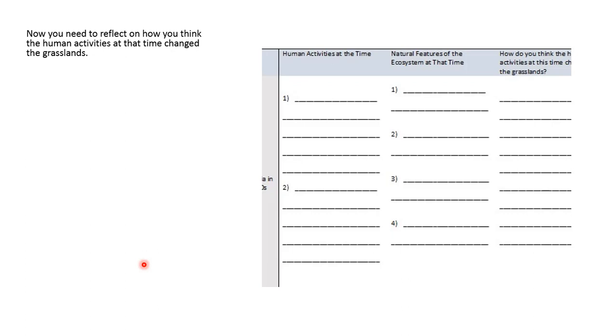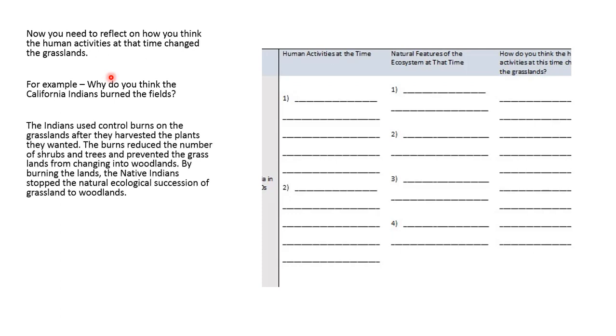Now we are moving into our last feature, which is how do you think the human activities at this time changed the grasslands? So now you need to reflect on how you think the human activities at that time changed the grasslands. And you need to consider some things. So for example, why do you think California Indians burned the fields?